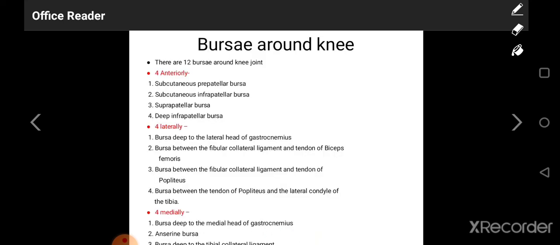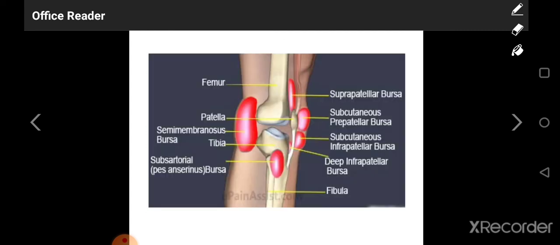Then the bursae around the knee. There are 12 bursae around the knee joint, 4 on the anterior side, 4 on the lateral and 4 on the medial side. So these are the bursae around the knee. Suprapatellar bursa lying above the patella. Then we have two infrapatellar bursae, one deep and the other subcutaneous, and one bursa lying in front of the patella, that is the prepatellar bursa.